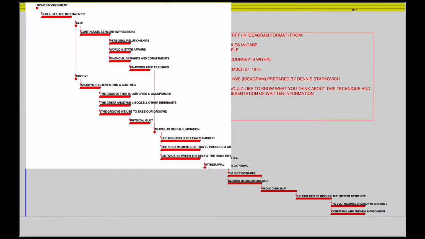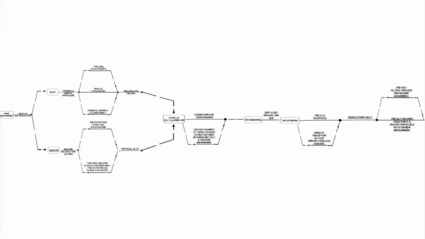It is worth noting that this is just one example of a way to analyze and present this specific article in an outline format. As an example, Dennis also prepared this graphic representation of McCabe's article. Understand that IdeaGrams will tend to conform to that person's beliefs and how he or she digested and deconstructed the content.